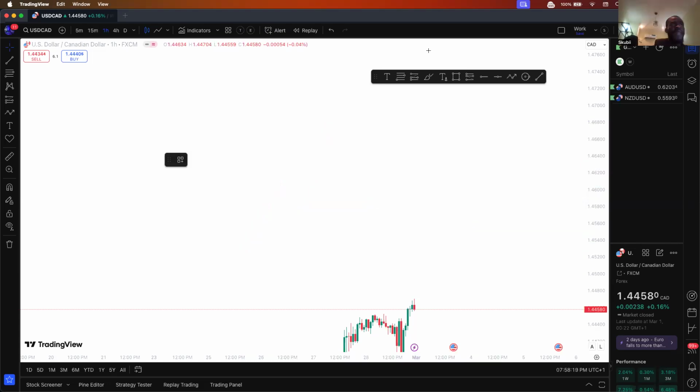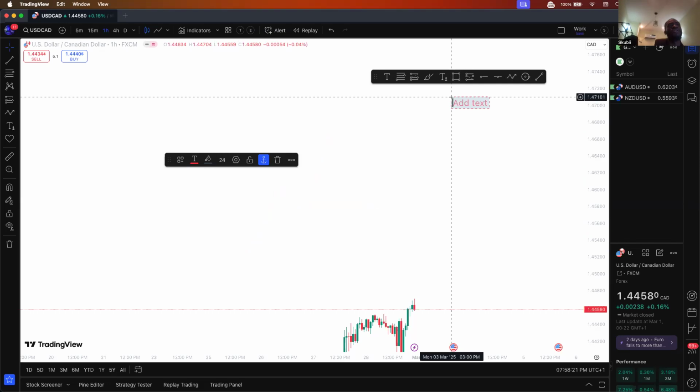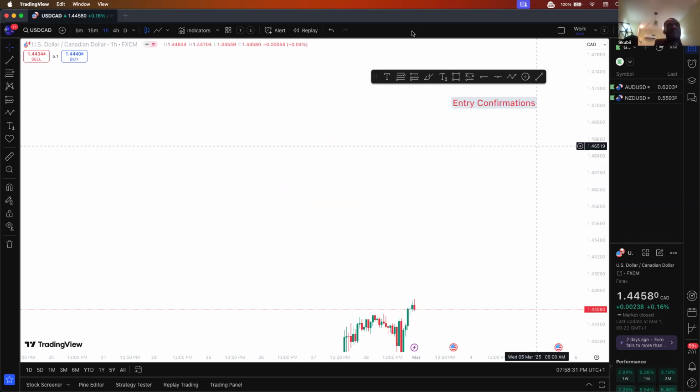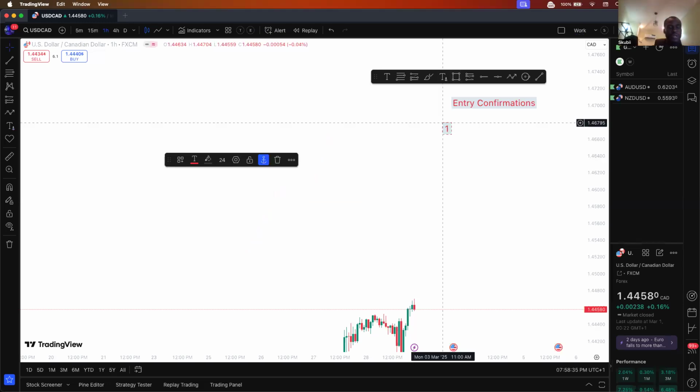Entry confirmations can either be one, market structure confirmations, or candlestick confirmations.